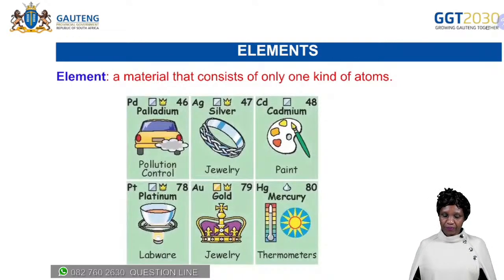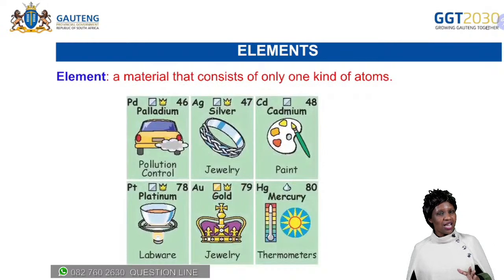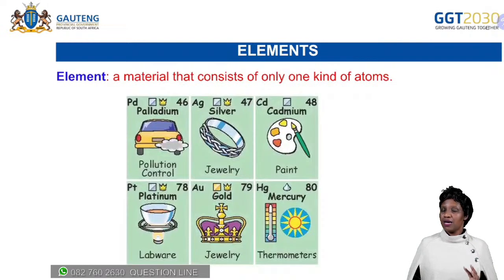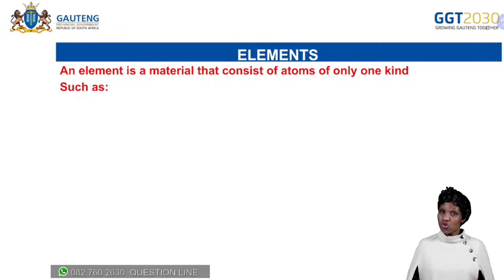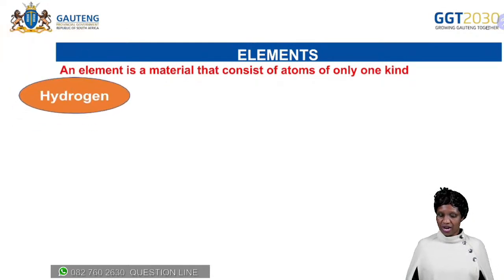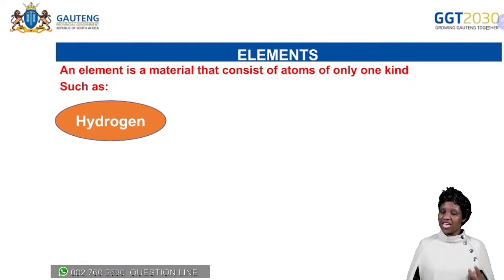And then we've got a picture there which shows us different materials. All right. We've got palladium, we've got silver, we've got cadmium, we've got platinum, gold, and mercury with the different names, different chemical symbols, different atomic number, and different atomic mass. All right. It shows us that the elements are unique. They are different. Okay. An element is a material that consists of atoms of only one kind. Right, that's our definition of an element.